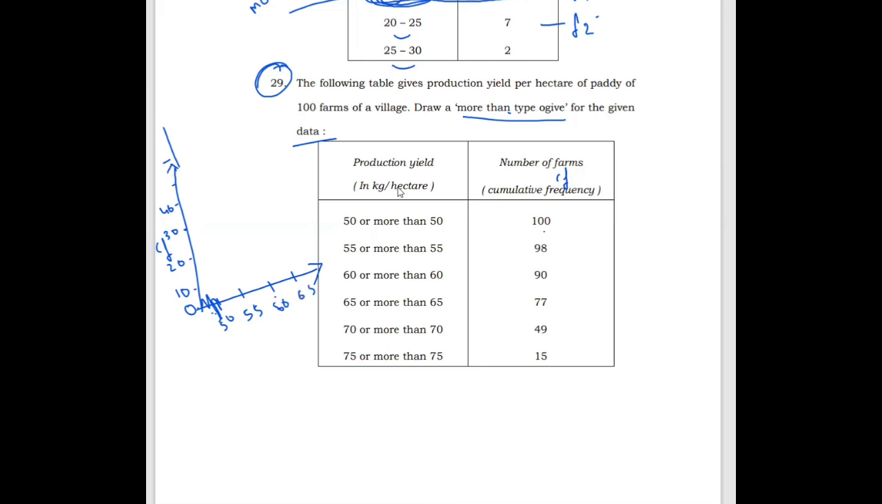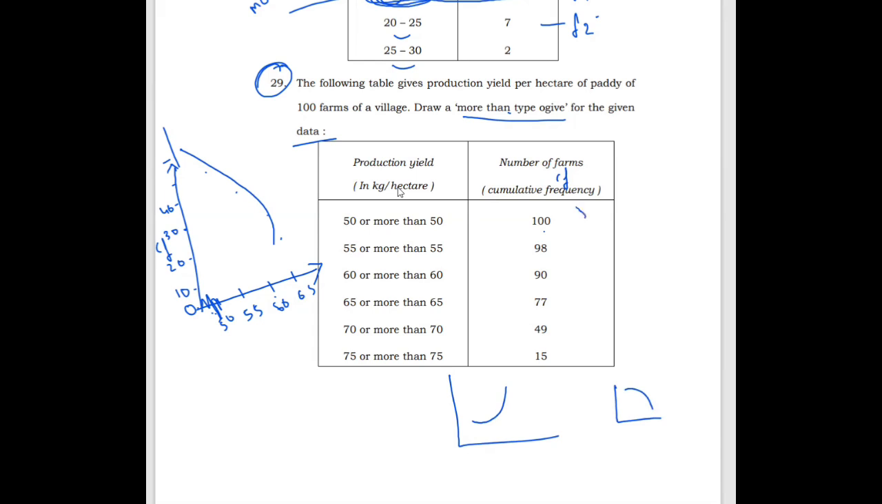Next, when you mark 50 to 100, you'll get somewhere here. So basically, the more than curve will come like this. It will fall from top to bottom. And make sure you don't use a scale. You draw a freehand diagram. Less than, how do you get? Less than goes up. More than falls from top to bottom.